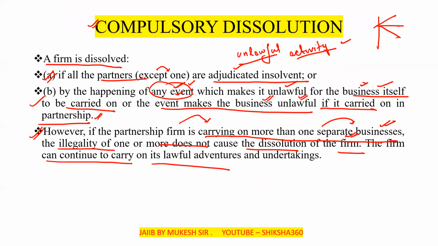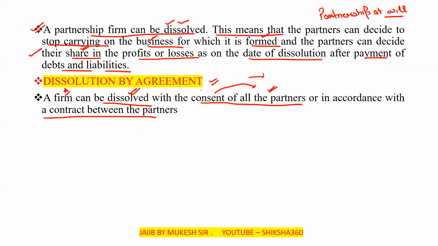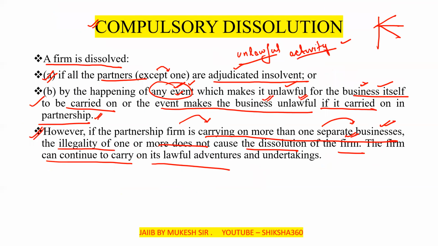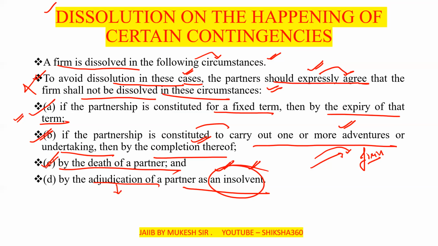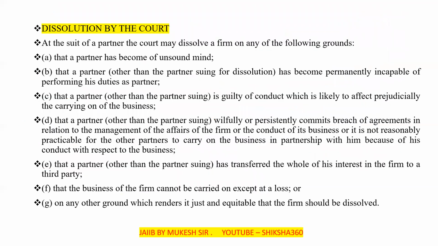Now, first of all, I will discuss dissolution by an agreement. Second, compulsory dissolution. Third, dissolution on the happening of certain contingencies. Next, dissolution by the court. The firm can be dissolved by the court. So now let's discuss that.